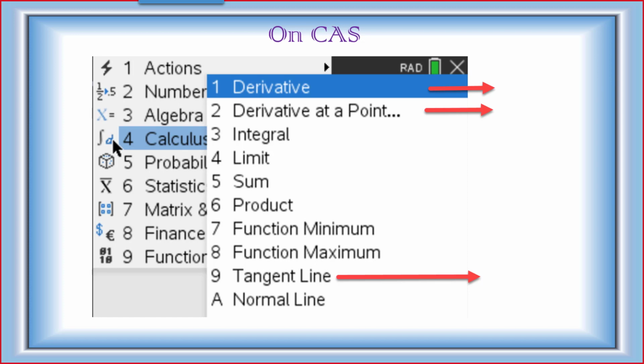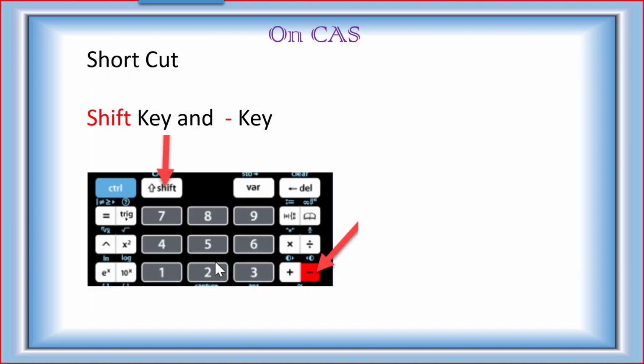Now there is actually a shortcut to get to the derivative template straight away, and the shortcut is if you press the shift key on your calculator without pressing menu, shift key and then the minus key.